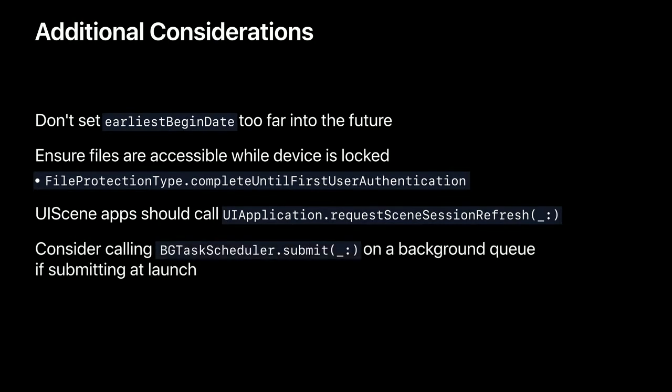And finally, BGTaskScheduler submit is a blocking synchronous call. And we designed it that way because that simplifies adoption when you're scheduling when you enter the background, which is the common case. However, if you plan on scheduling during more performance-sensitive scenarios, such as when the app is being launched, you'll want to make sure to call it on a background queue so you don't block the main thread and impede your launch performance.